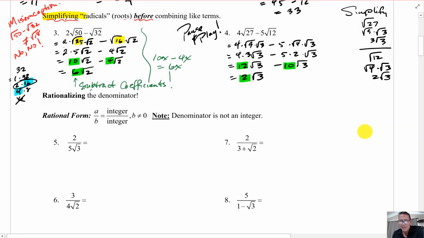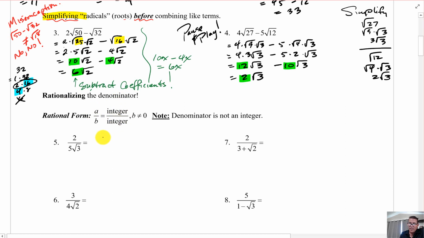Now let's talk about rationalizing the denominator. The denominator is the term in the bottom. Why do we want to do that? There's a convention in math that says if you see a root in the denominator which is not an integer, because remember, rational form is an integer over an integer, then you need to rationalize it, because root 3 is not an integer. You can't express root 3 as an integer. It's 1.7 something. So we got to rationalize it to make it integer over an integer.